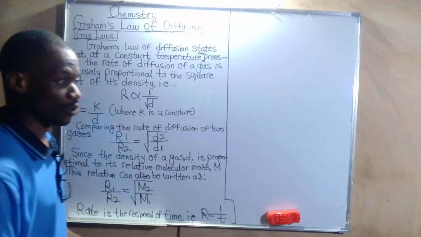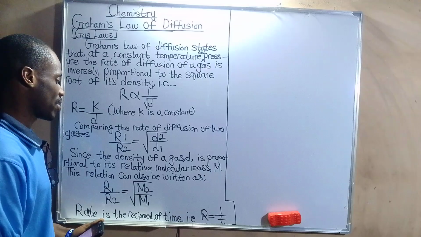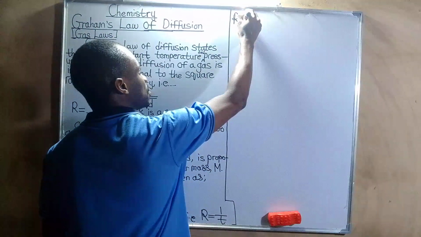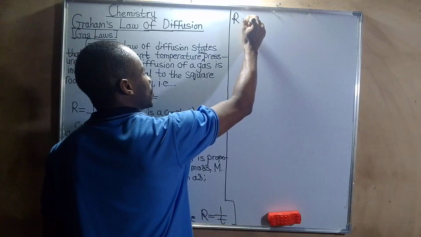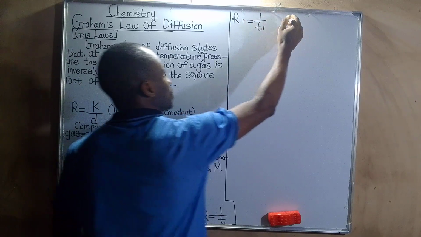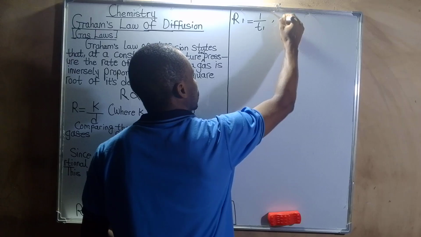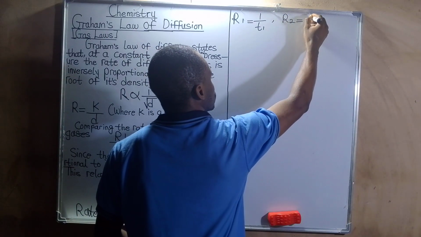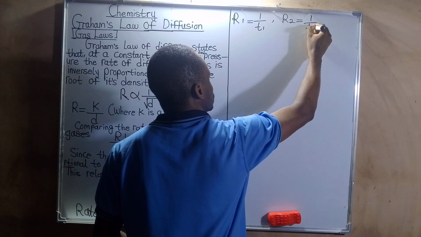Now, what if you say R1? Because you always have one rate, the first rate, and the second rate. So R1 itself is equal to 1 over T1, then R2 is equal to what? Equal to 1 over T2.